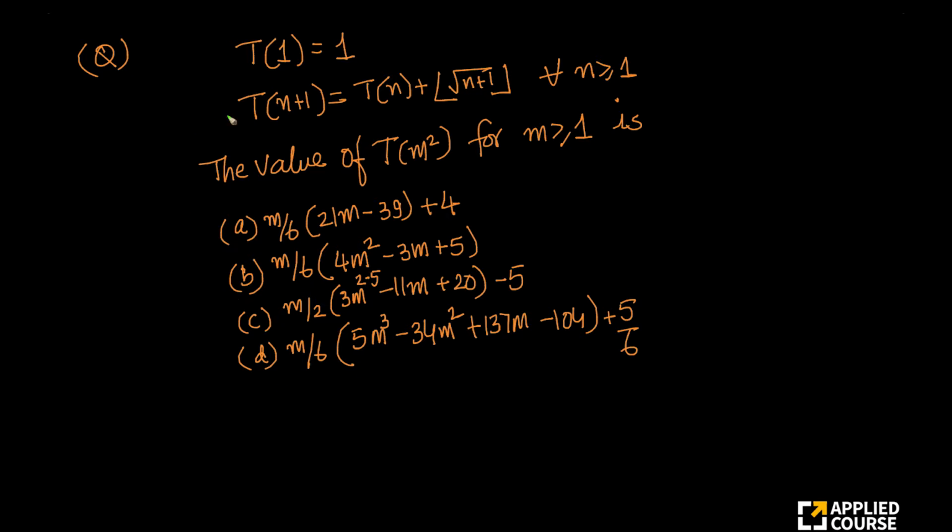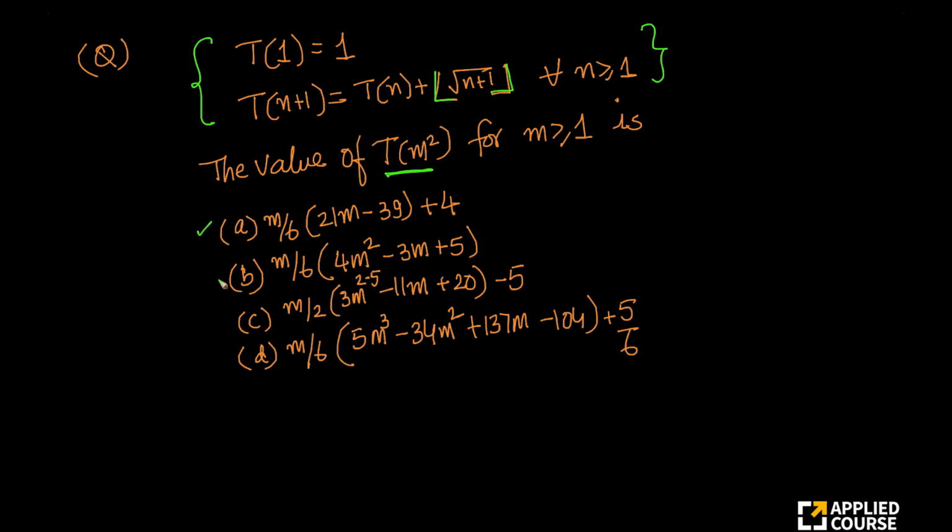Okay, here is an interesting question. We are given this recurrence relation where T(1) equals 1 and T(n+1) is T(n) plus floor of square root of (n+1), for all n greater than or equal to 1. So this is the recurrence relation given. Now the question here is, what is the value of T(m squared), for m greater than or equal to 1?